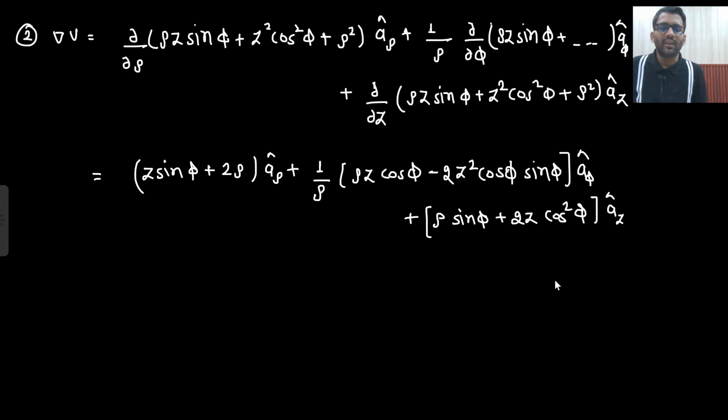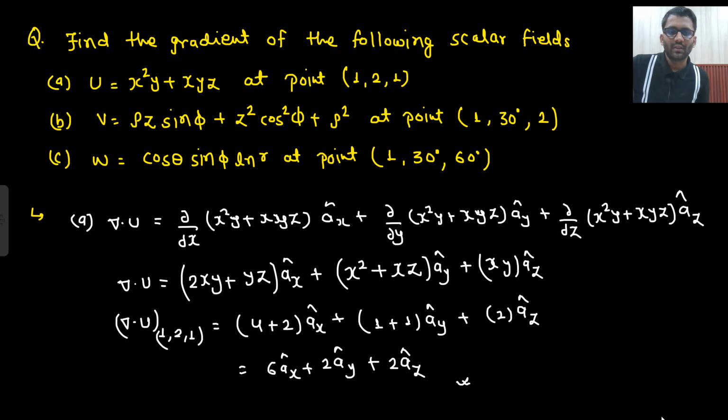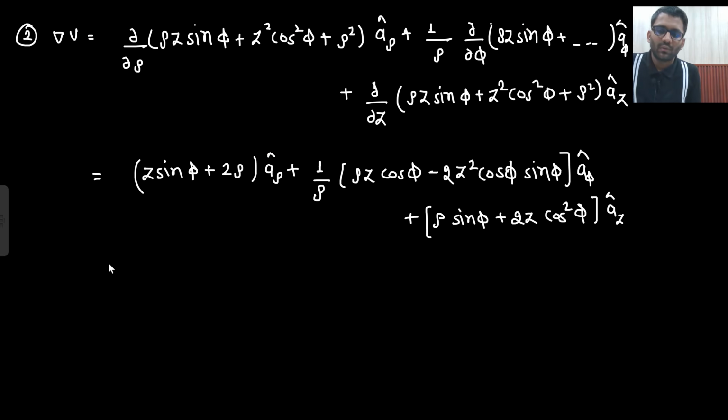Okay. Now I need to put the point. What is that point? 1 comma 30 degrees comma 2. So the point is 1 comma 30 degrees comma 2. So 2 sin 30. What will be sin 30? 1 by 2, plus 2 rho.